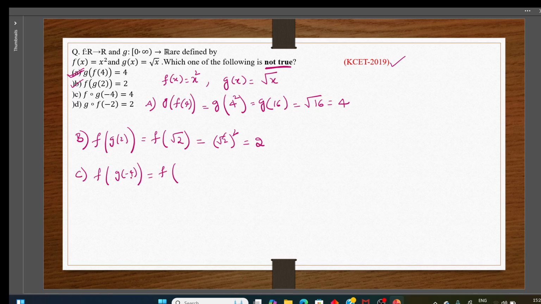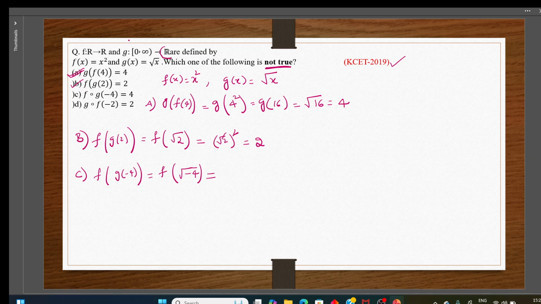So what is x value here? Minus 4. So root of minus 4. Root of minus 4 means it is a complex number. Square root of a non-negative number.